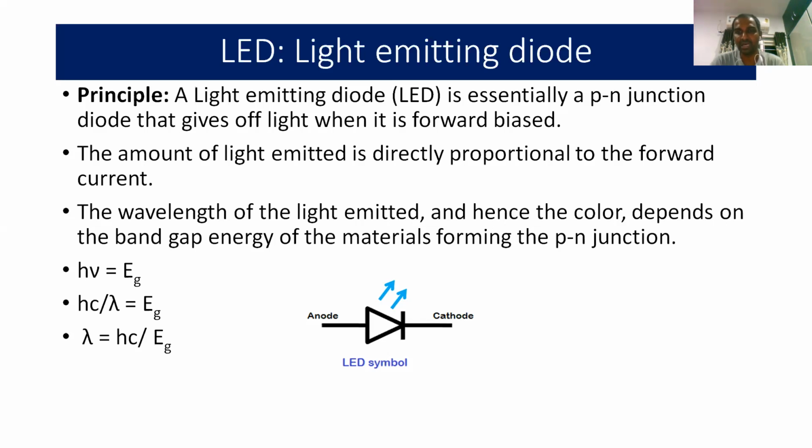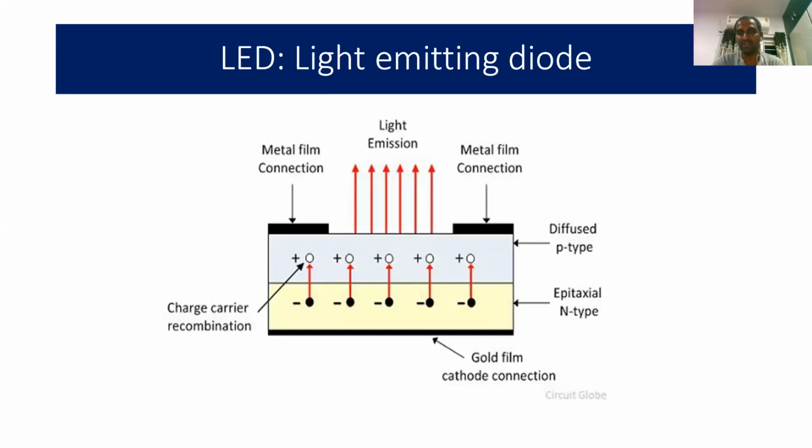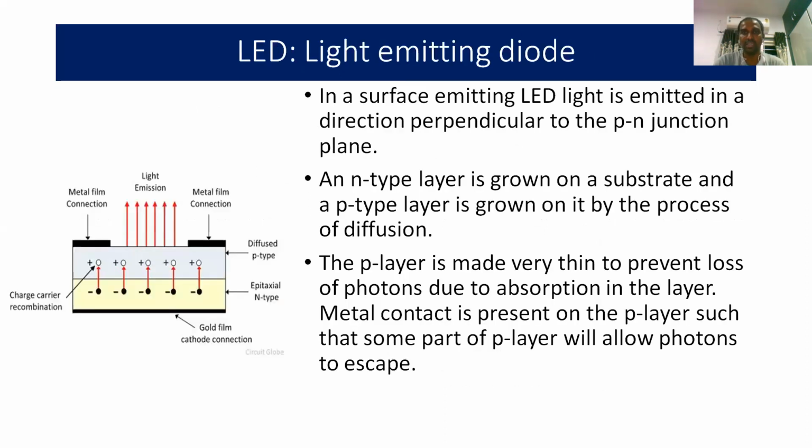If you observe the symbol for LED, it is a normal PN junction diode symbol, but with two lines indicating light. That is the symbol for LED. And if you observe the structure of this LED, this is the structure that you can see. In a surface emitting LED, light is emitted perpendicular to the PN junction plane.